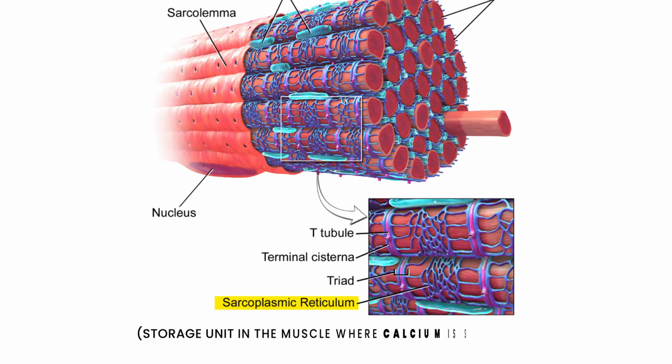It's a storage unit in the muscle where calcium is stored. But again, whenever it got that electrical signal, it opened up and it released that calcium out into the muscle cell. So we're gonna throw a little fun fact into step 4 here.